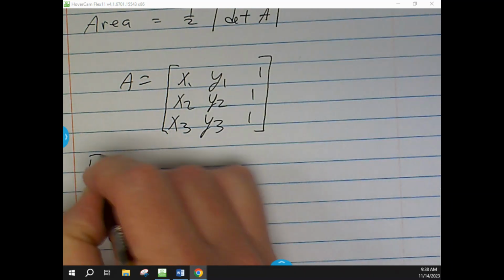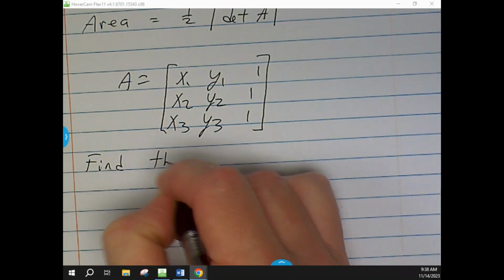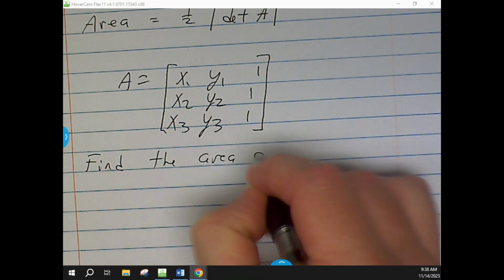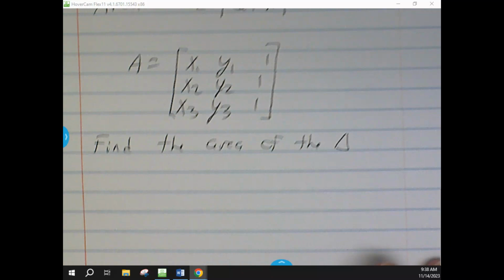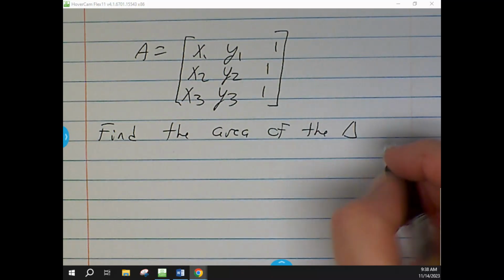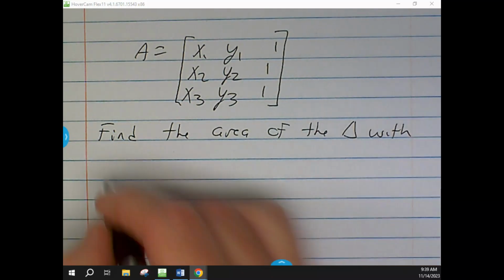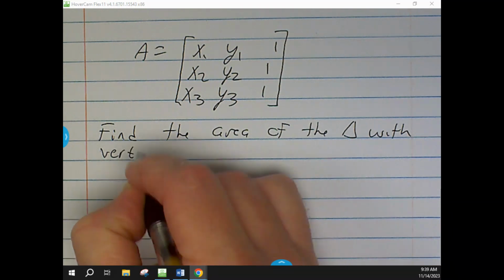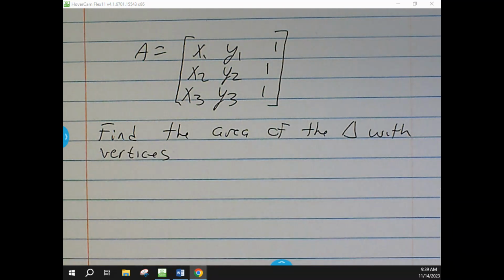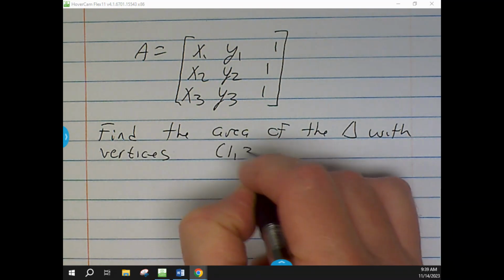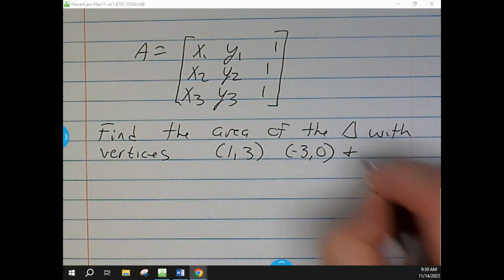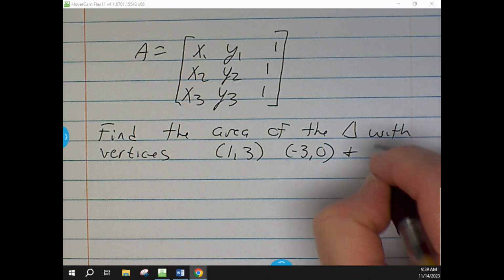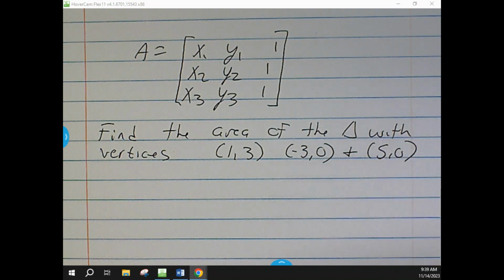Okay, so here we go. Last problem of the day. Find the area of the triangle with vertices 1, 3, -3, 0, and 5, 0.